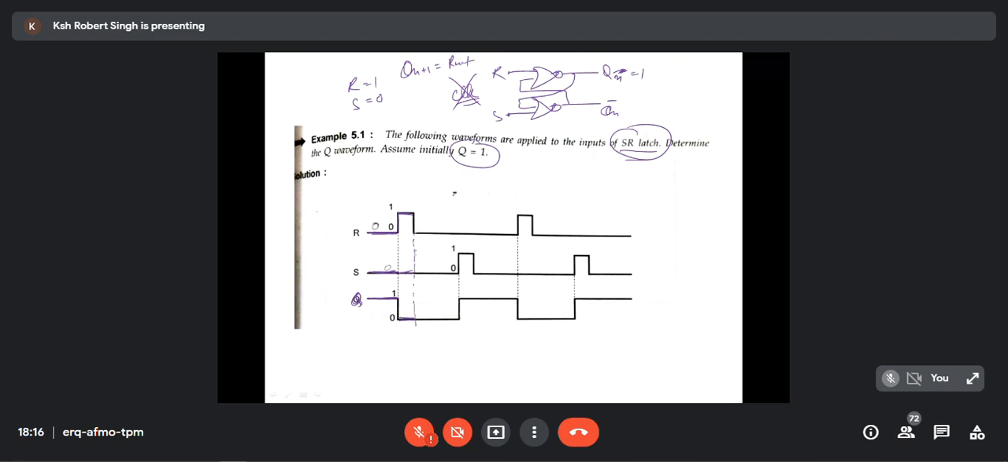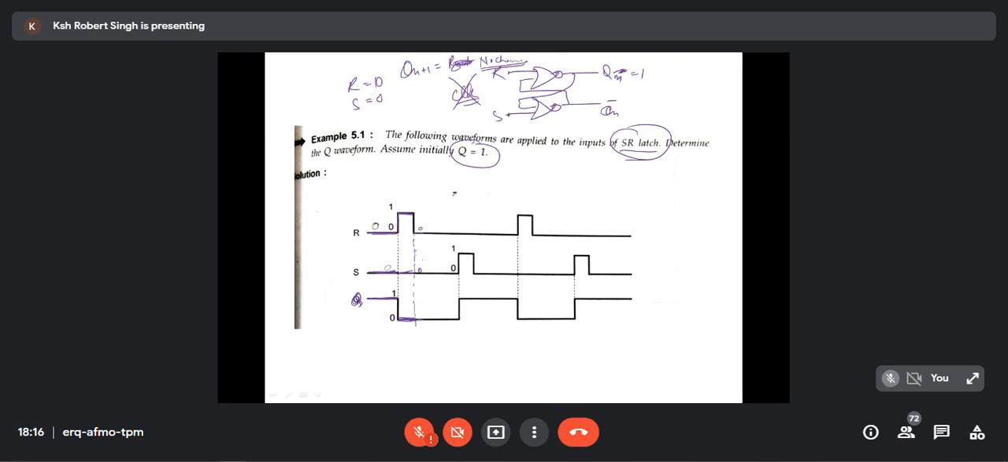Then let's see here. What happened to R? R becomes 0, S also 0. When R is 0, S is 0, what will the output be? According to the table, R0, S0. What is it? No change. It was no change, right? Please remember. So the output will not change. What was my previous output? It was low. Now it will also continue low.